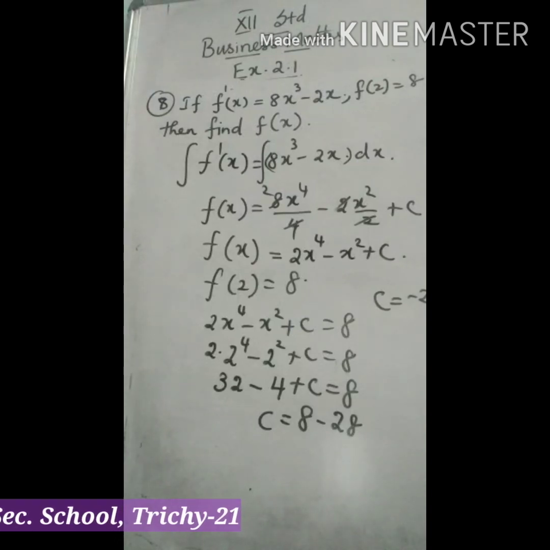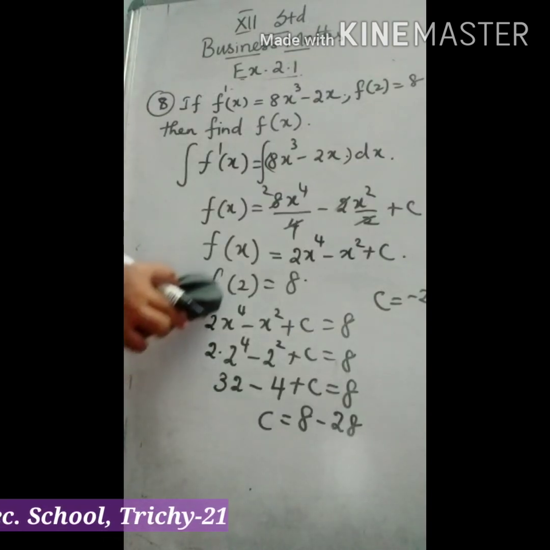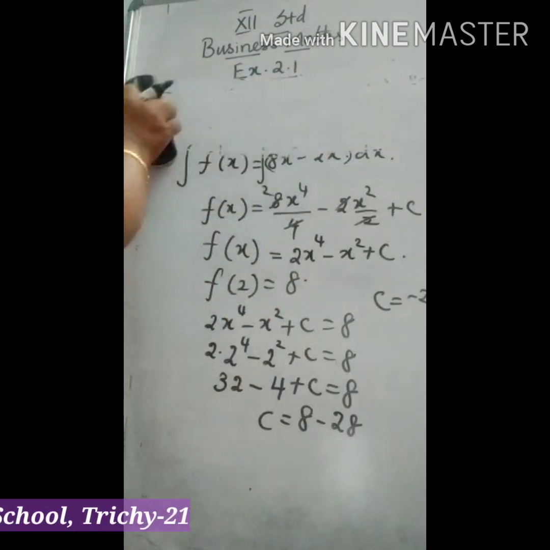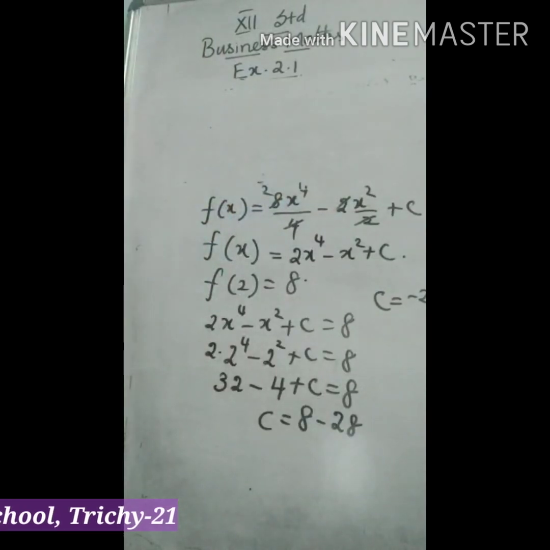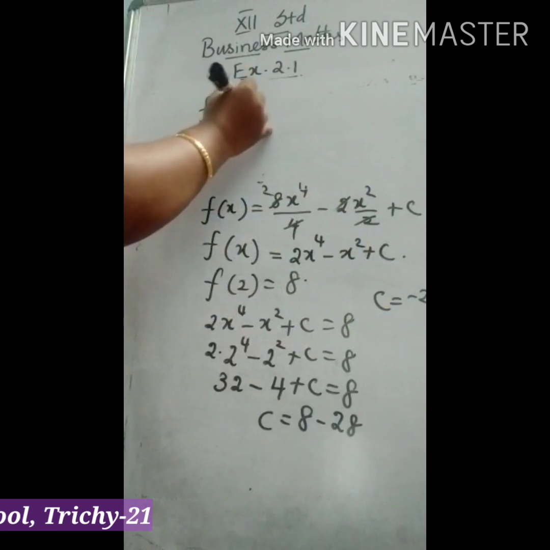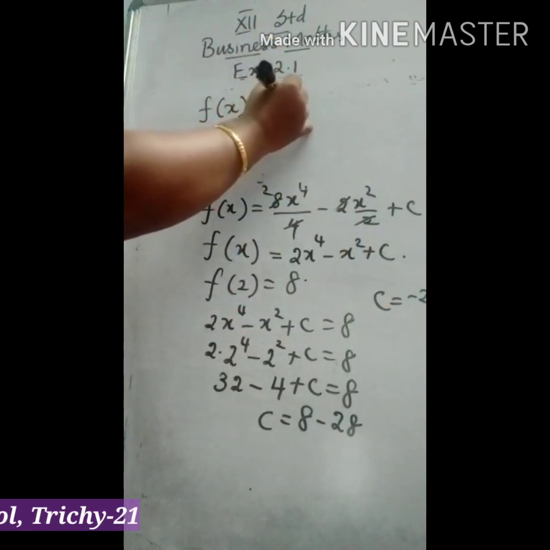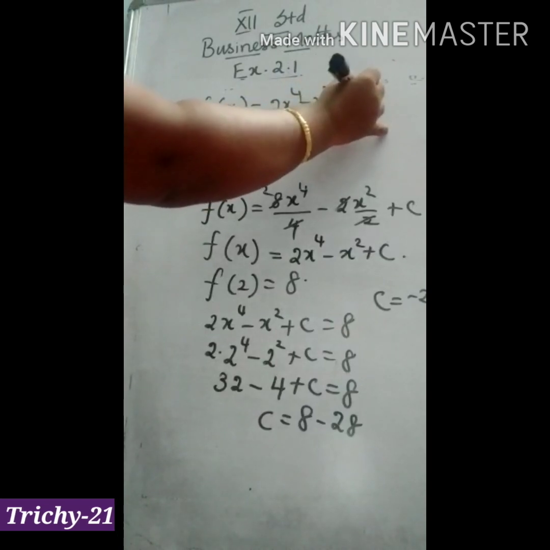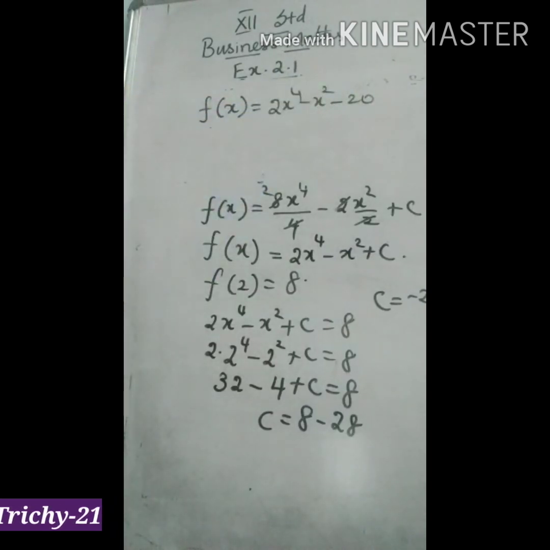So now we have to substitute in this: f of x is equal to 2x to the power 4 minus x squared plus c. What we have to substitute in this? c is equal to minus 20. So f of x is equal to 2x to the power 4 minus x squared, c is minus 20. So 2x to the power 4 minus x squared minus 20 is f of x.